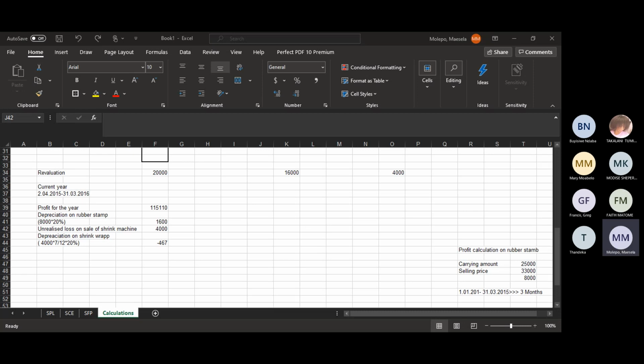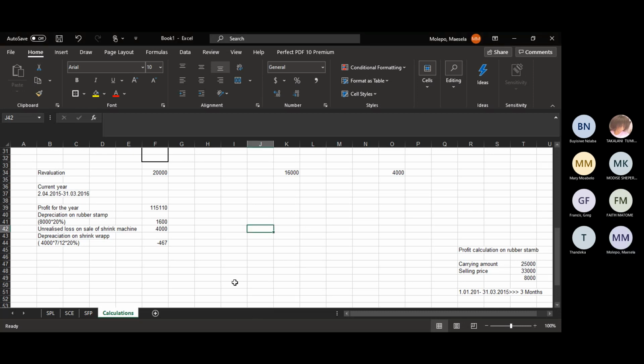So let's continue with the current info. Anyone who has a question so far before we go to the issue of the preference dividends? Any question? None. Then we proceed.